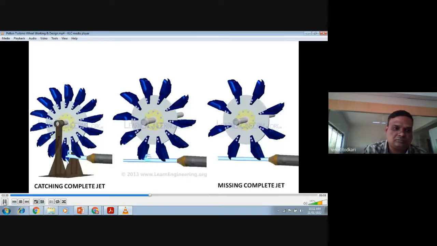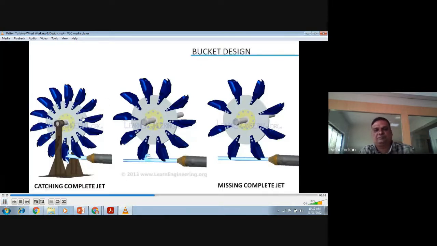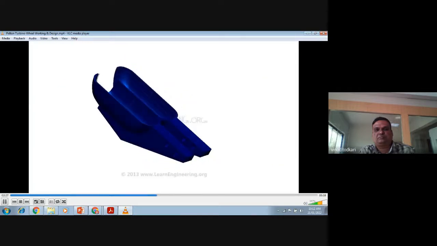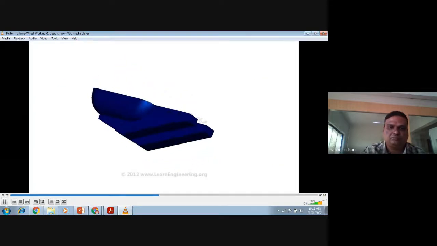The bucket is the most vital component of the Pelton turbine. So as an engineer, we have to design the shape of the buckets, the position of the buckets, and the number of buckets, so that the maximum kinetic energy of water will get absorbed. Buckets are cast as a single solid piece in order to avoid fatigue failure.